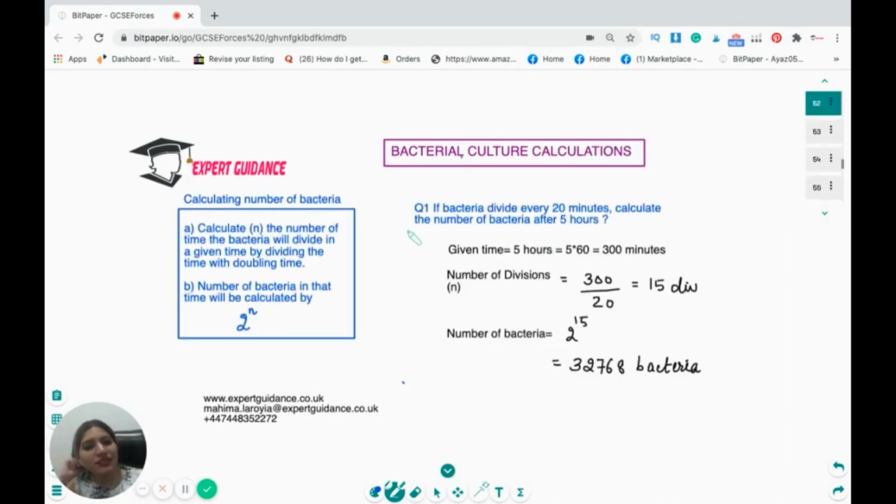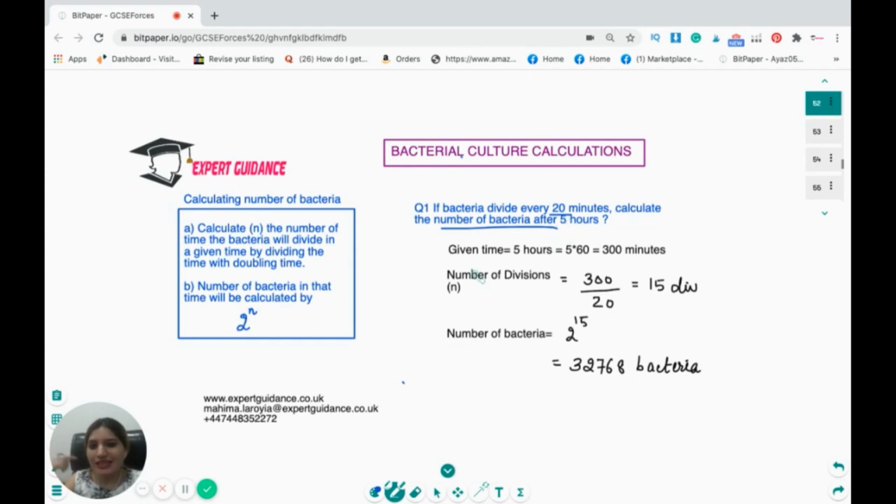Now, there are some bacterial culture calculations in your syllabus. You should know that after every division, the bacteria doubles, right? So if you want to calculate the number of bacteria after each division, you need to first find out how many divisions there are, and 2 to the power of the number of divisions is the number of bacteria. So for example, if the bacteria divides every 20 minutes, calculate the number of bacteria after 5 hours.